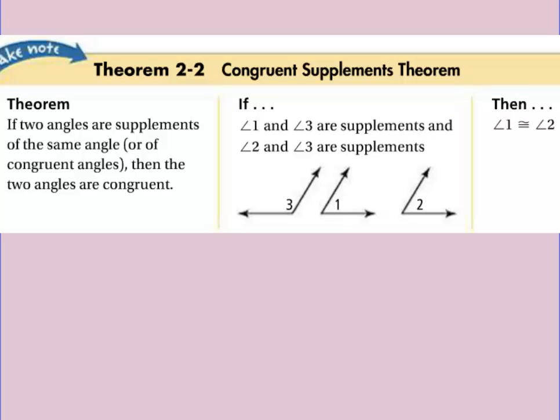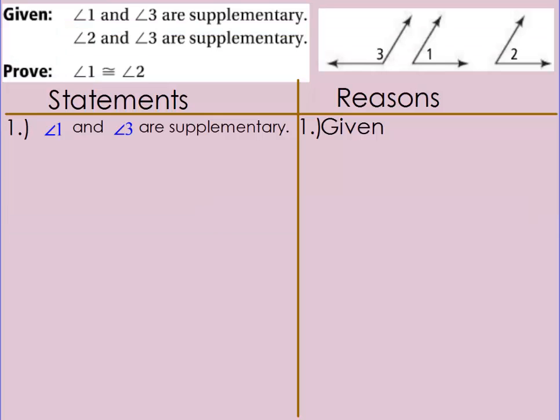All right, so let's look at a different theorem here. Congruent supplements theorem. This theorem states: if two angles are supplements of the same angle, or of congruent angles, then the two angles are congruent. So what does that mean? If angles 1 and 3 are supplements, and angles 2 and 3 are supplements, then angle 1 is congruent to angle 2. All right, so let's prove that.